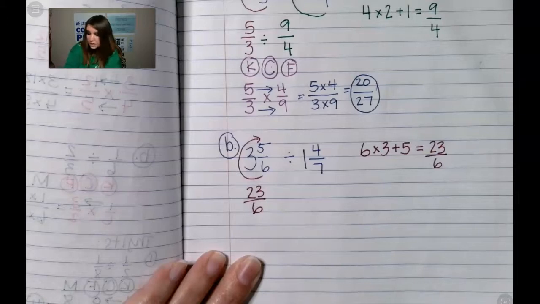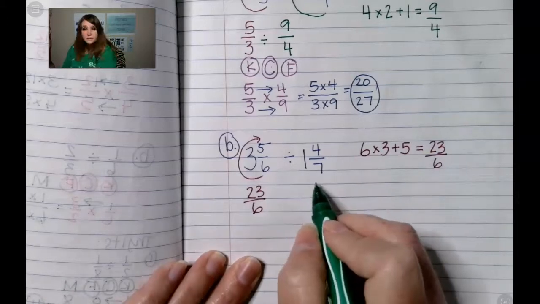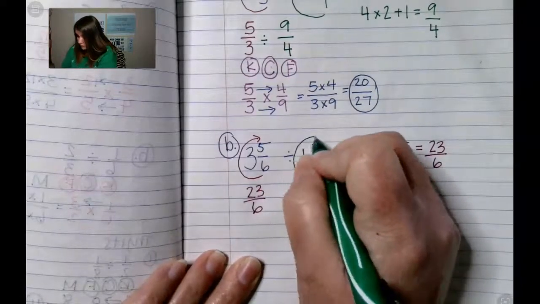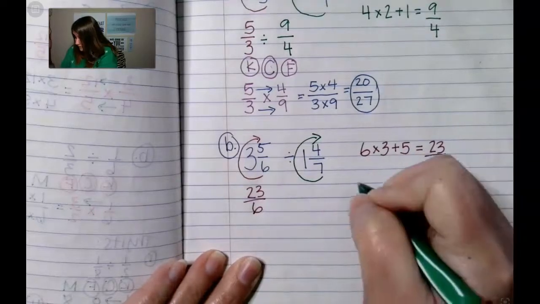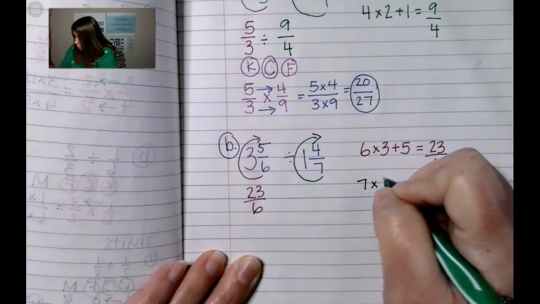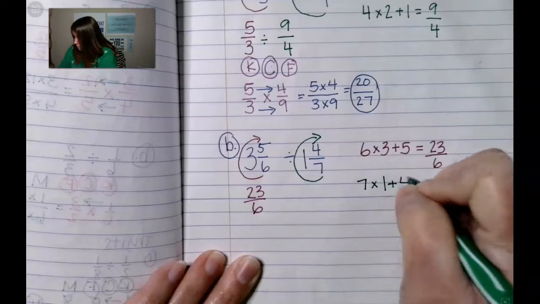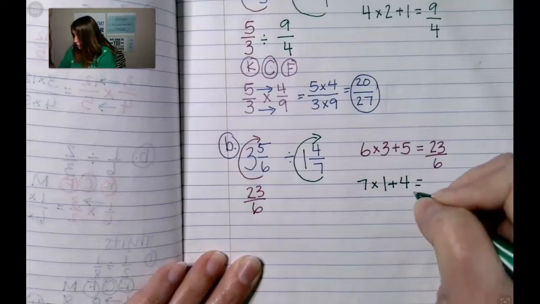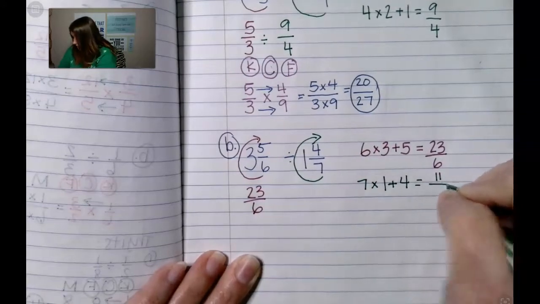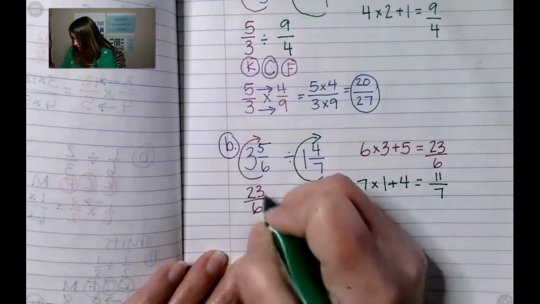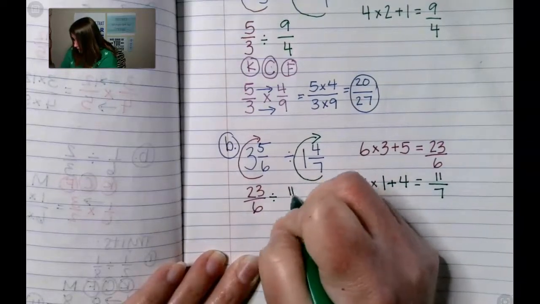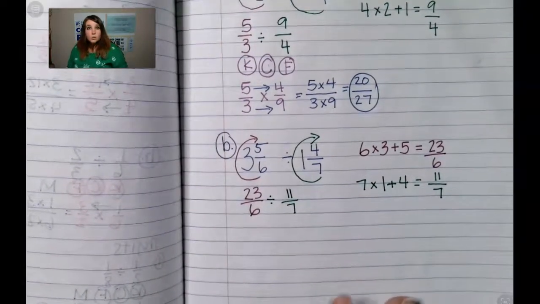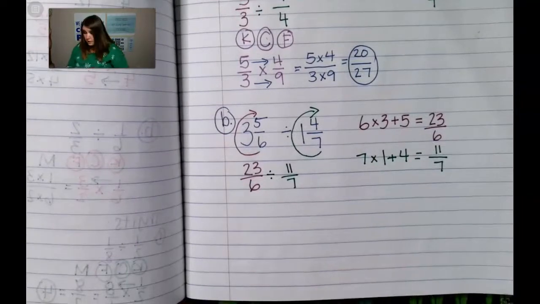And then we need to convert the second problem. So we're going to go ahead and convert this one. This one says 7 times 1 plus 4. All right, so 7 times 1 is 7 plus 4 gives us 11. And then we get 11 over 7. So this problem is 11 over 7. All right, we know our rule is to keep, change, flip.